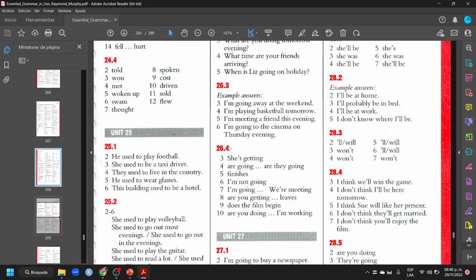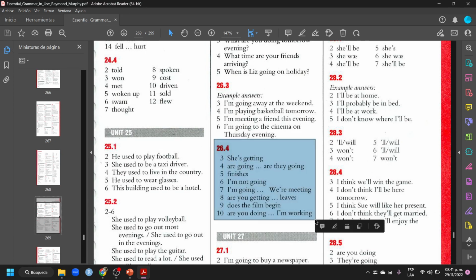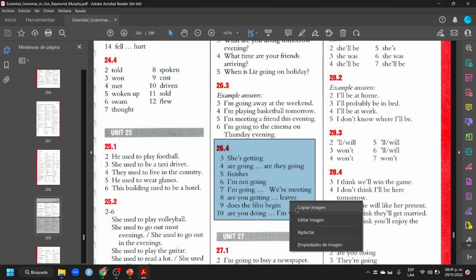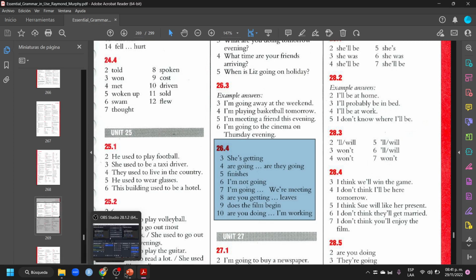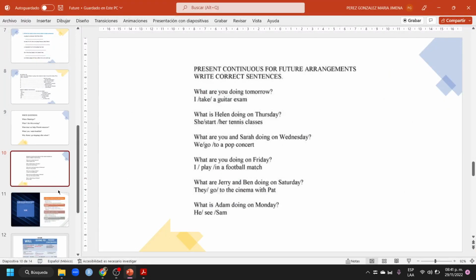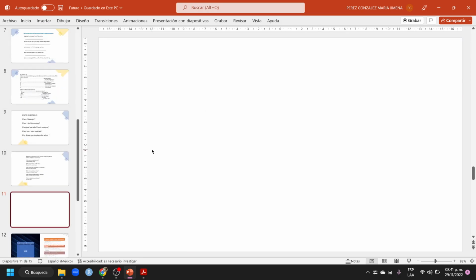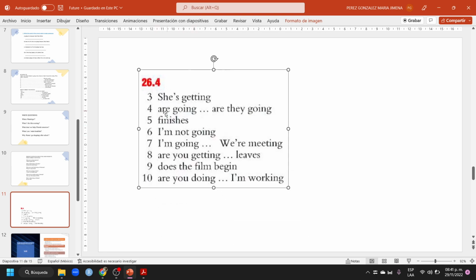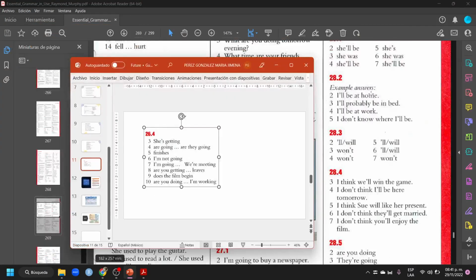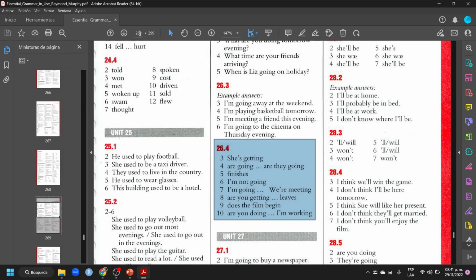Okay, great, excellent. Give me a second. Now we are going to check the difference for the future, because in the future we have two ways. We can use the future with be going to, and we can use the future with will. And I think you know will, right?